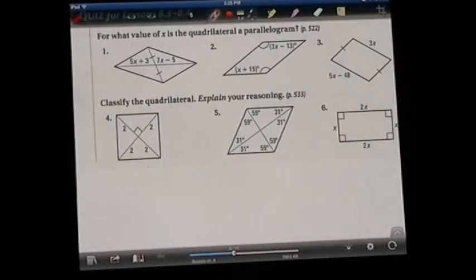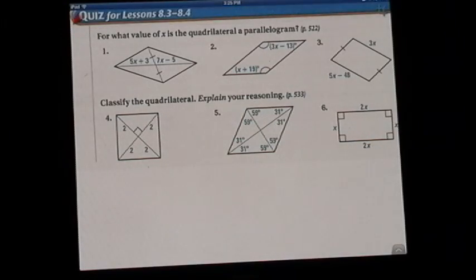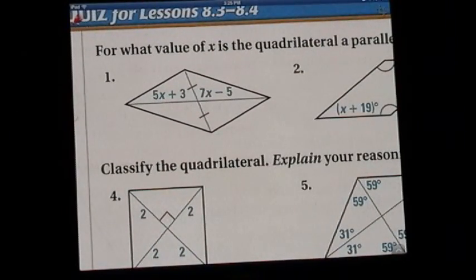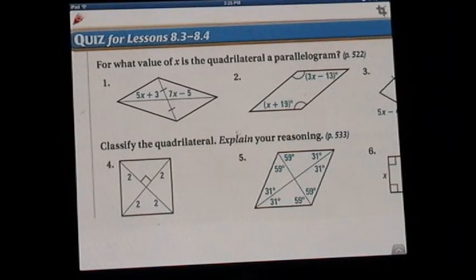Okay, now some of these will be using some of the same theorems we used before, sort of backwards. This one says, for what value of x is... by the way, this is found on page 540. Okay, for what value of x is the quadrilateral a parallelogram?